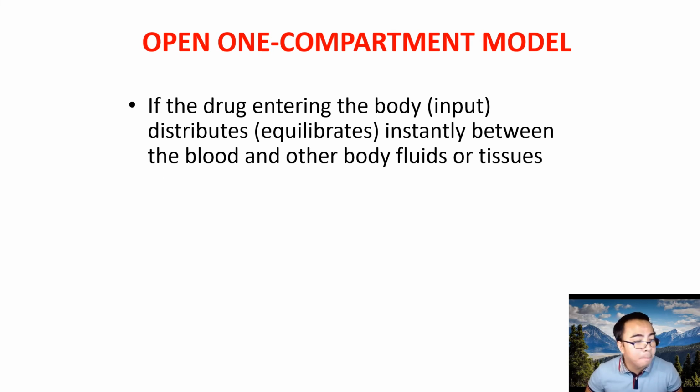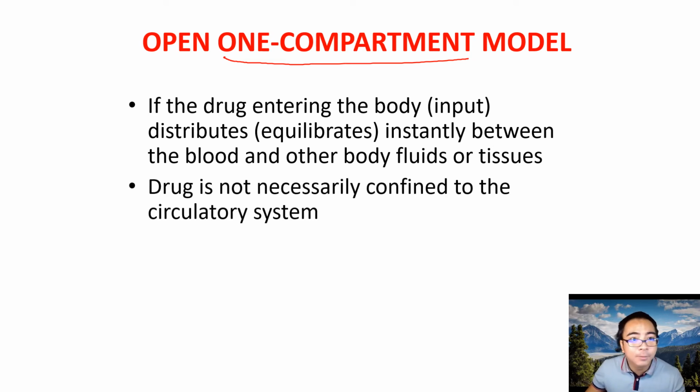So, for open one compartment model, class, open one compartment. So, meaning, in open one compartment model, class, only one compartment is being discussed here. And it's open, so meaning the flow, the in and outs of the drug is instantaneous. Okay? The in and out movement. So, there are no barriers, so to speak. That's why it is open. Then, one compartment model, meaning only one compartment is discussed here. So, the drug entering the body distributes instantly between the blood and other body fluids or tissues.